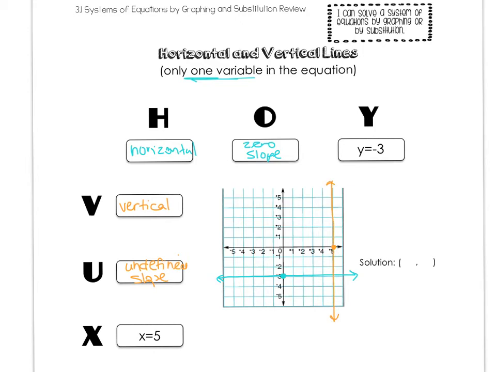Okay, in a system of equations, that means 2 or more equations, we are looking for the point where they intersect. And in this case, remember this is an x, this is a y. So it crosses at 5 on the x, -3 on the y.